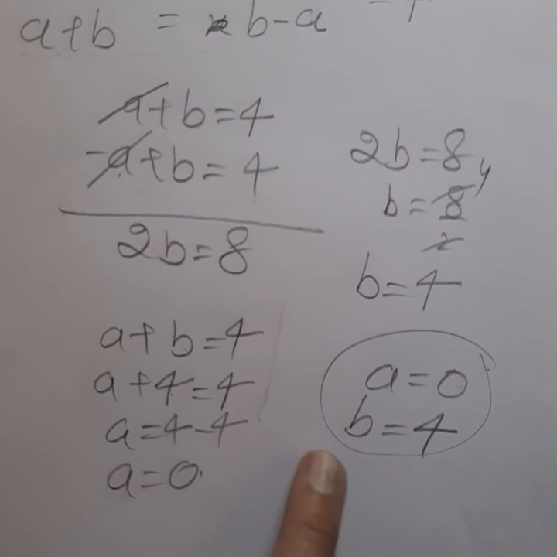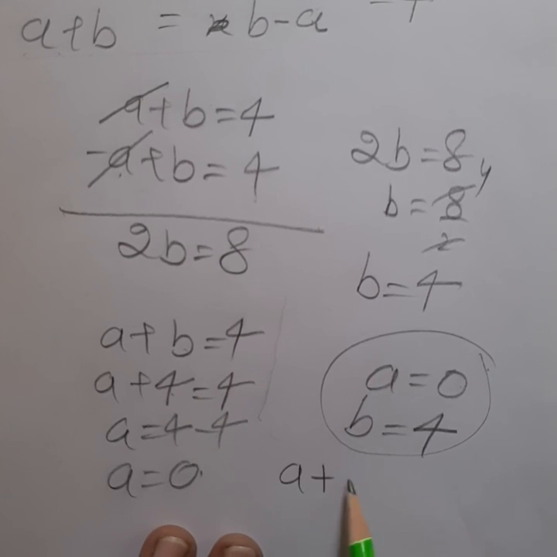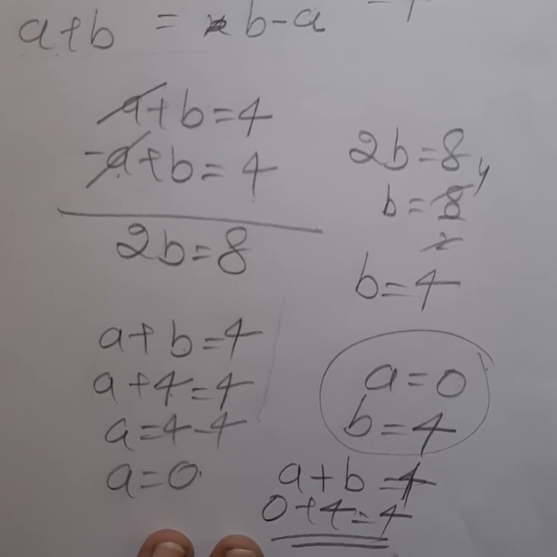After that, if you want to check whether your constants are right or not, you can put them into any equation, like the first equation, and 0 plus 4 we get 4, meaning our answer is absolutely right.